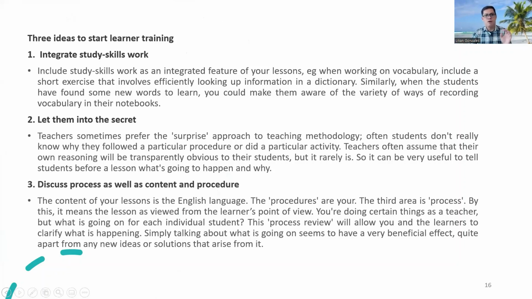And Jim, there are quite a few I follow. One is Jim Scrivener. Another one is Scott Thornbury, because of his new ideas. And Jeremy Harmer is the third one. Have you heard of these names? So these three are the people I follow and I read their materials.